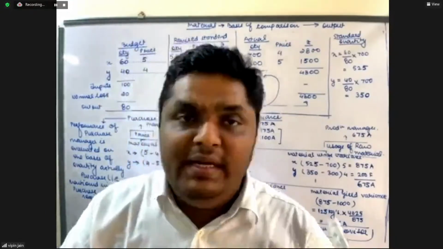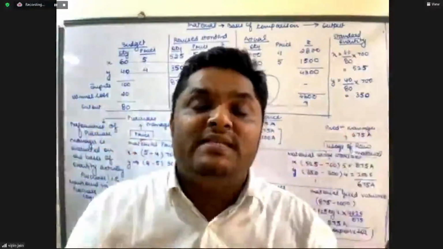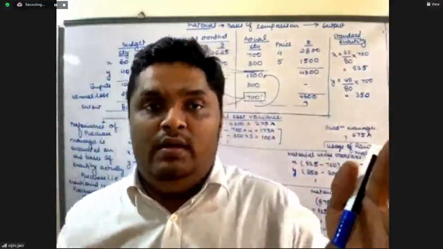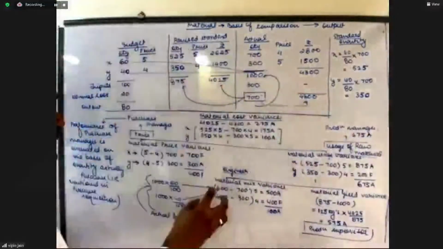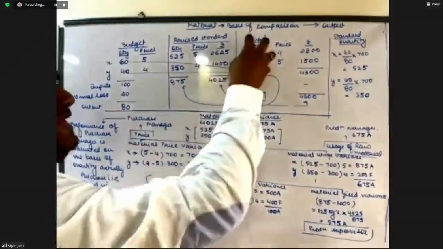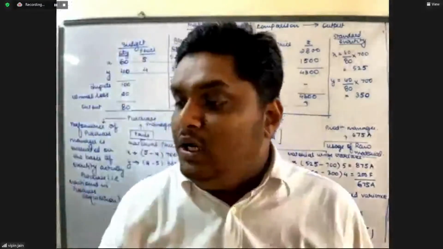Okay, Ashwin Ben Patel, when talking about the material mix variance, the name itself says mix. How much has the mix changed? So herein 1000 is the input. The mix should be 60-40, that is 600-400. But the actual mix was 700-300. So it talks about mix, not about price.